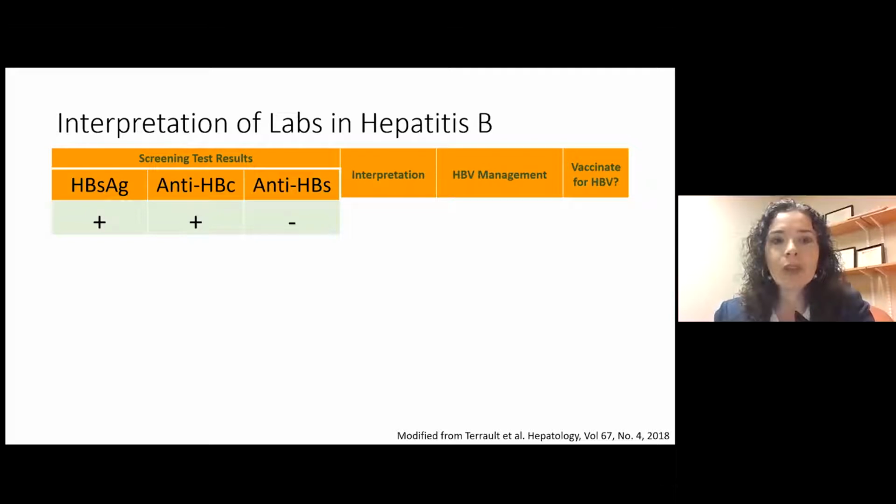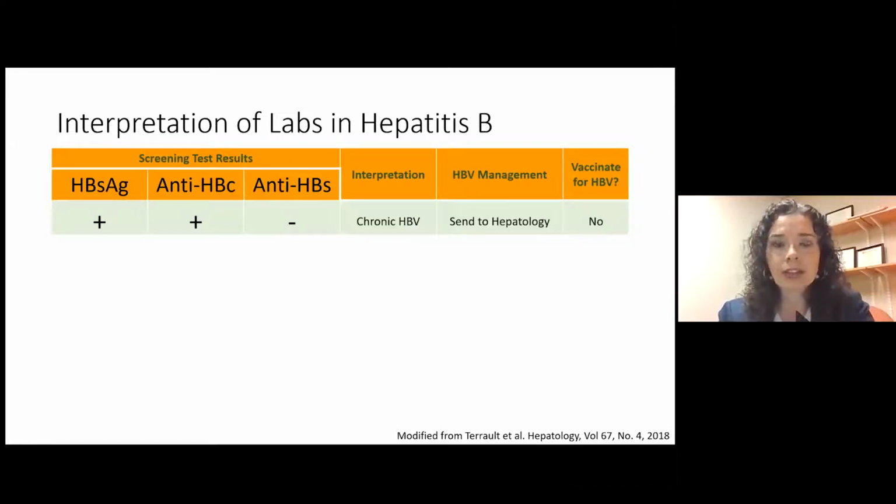So if you have a screening test result of a surface antigen that's positive, the antibody to the core antigen that's positive, and the surface antibody that's negative, how would you interpret this result? This is someone who has chronic hepatitis B. Again, their surface antigen is positive and their core antibody is positive, meaning they've been exposed to the virus. This is someone who you would send to hepatology for further management, and they obviously would not need vaccination because they're actively infected.